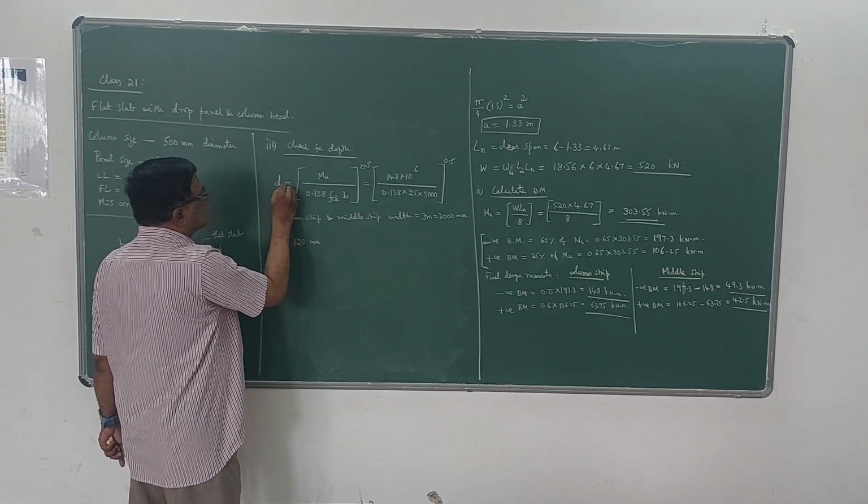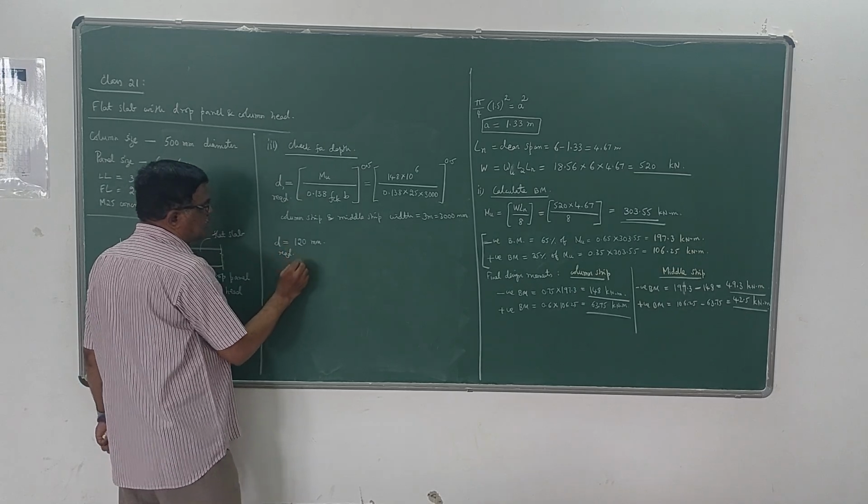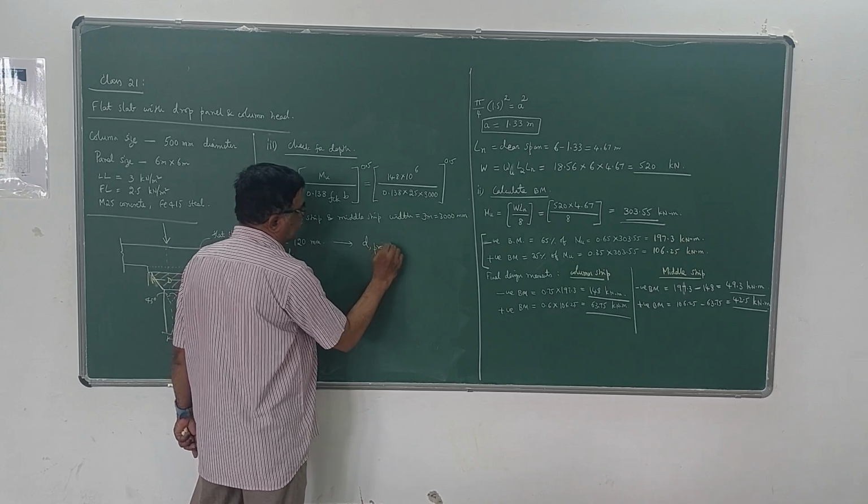So required, this is actually required. D required is 120 we got. But what is D provided? D provided is 249.